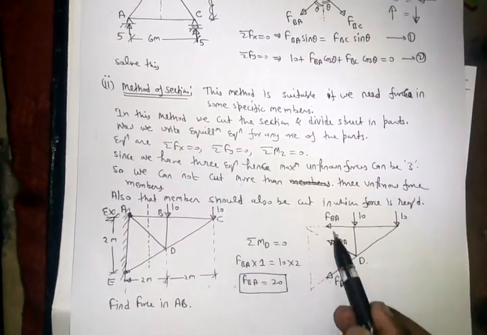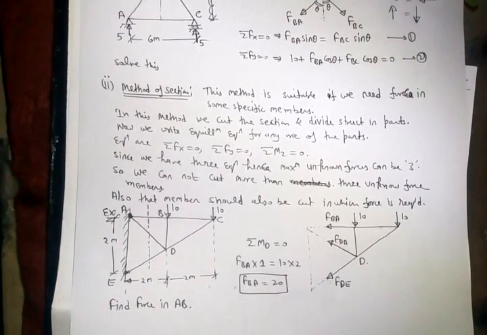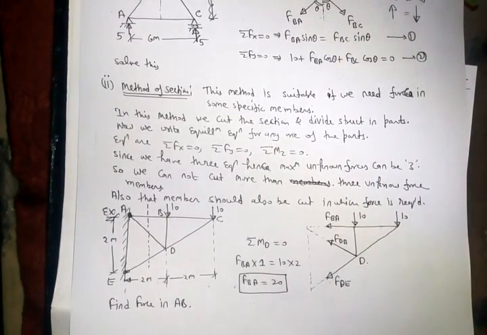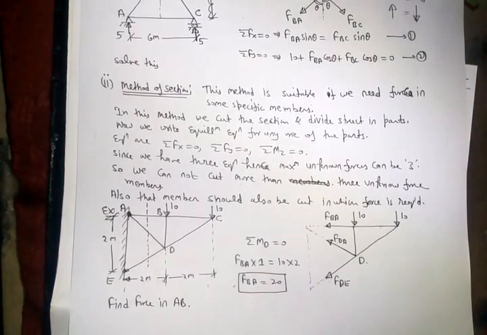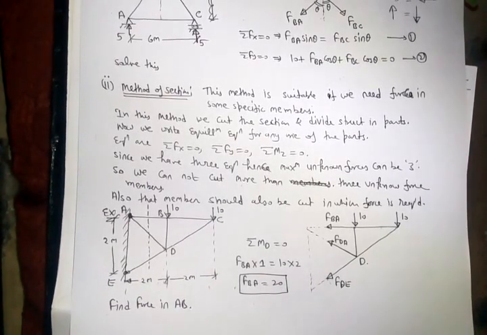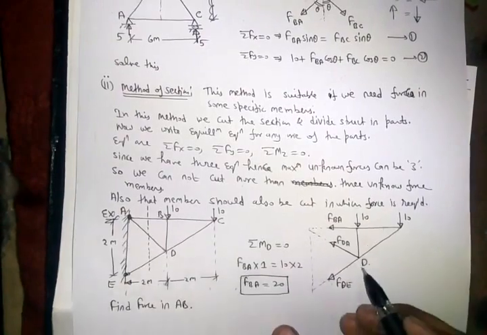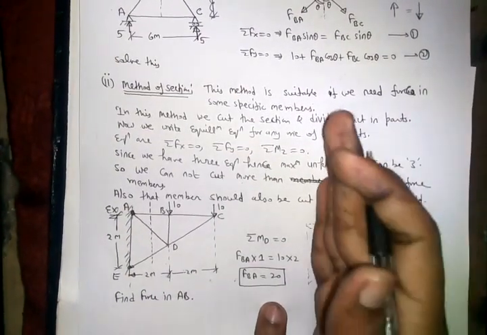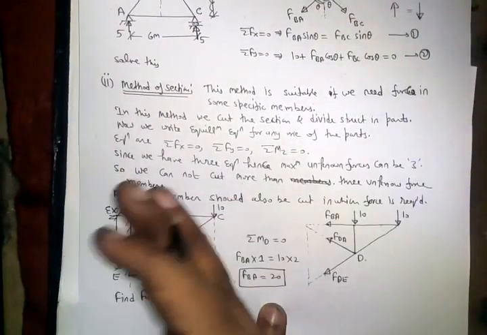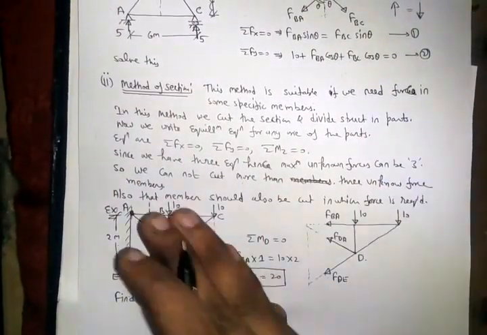Now in order to find FBA, we can write all three equations and find all three forces, but if we require only one force, FBA, we can take moment of all forces about point D, right? We have to analyze only the right part, not the left part.